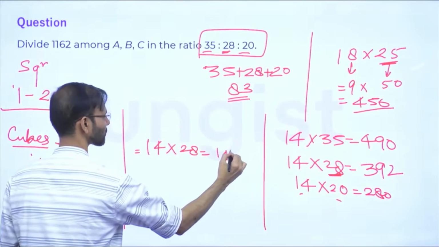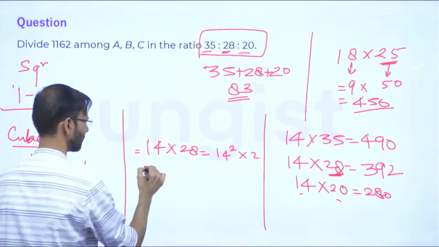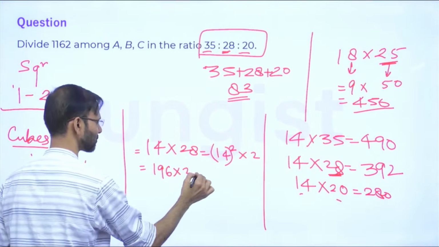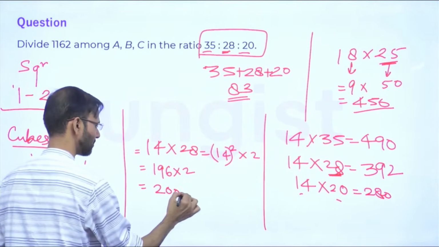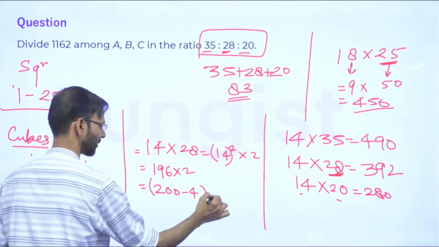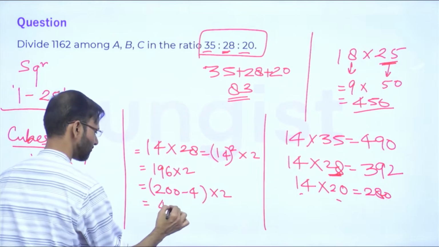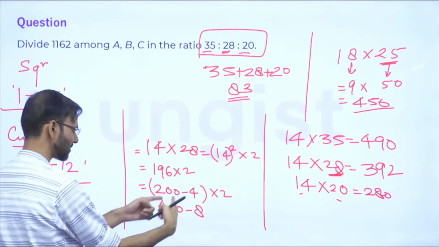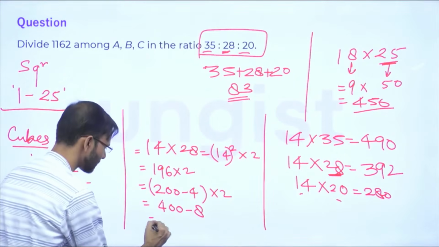This is 14 square into 2, correct? 14 square is 196. Right, 196 into 2. So this is 200 minus 4. Sharing, now it is fine. So this is 400 minus 8, correct? So double of this will be what? Double of this and double of this, right? So this is 392.